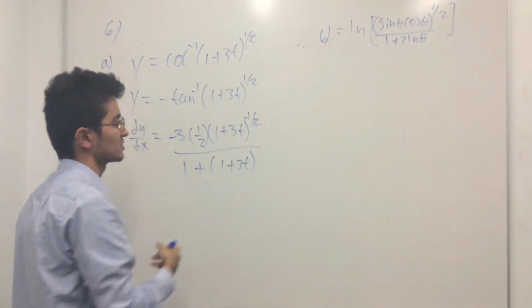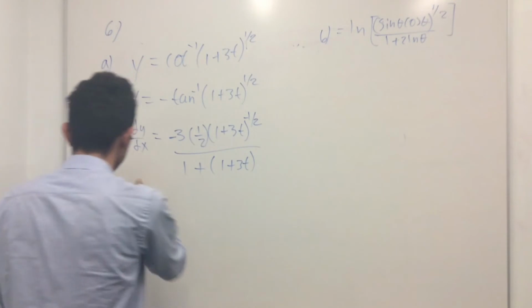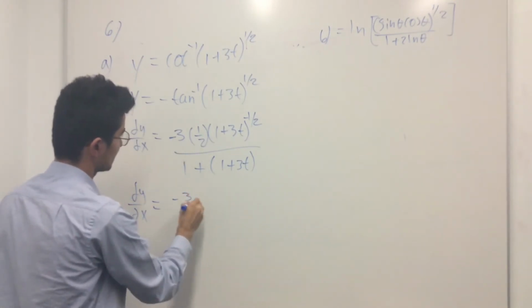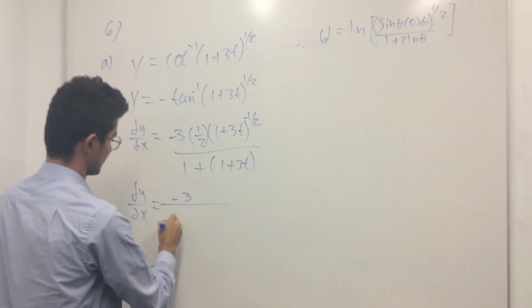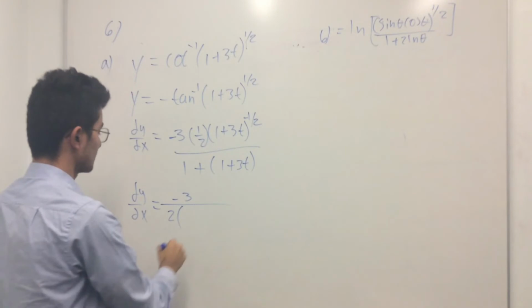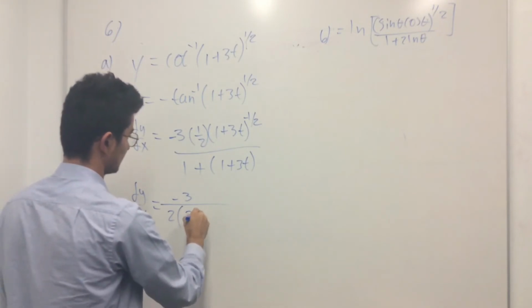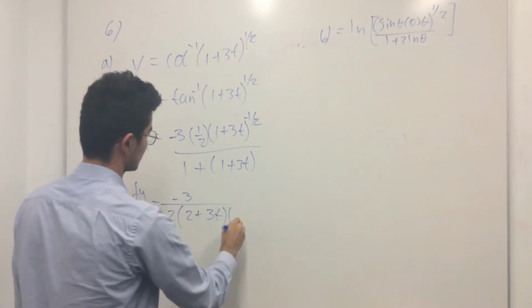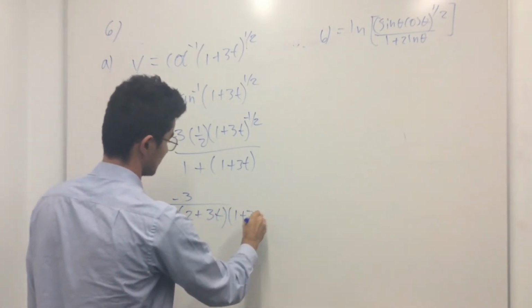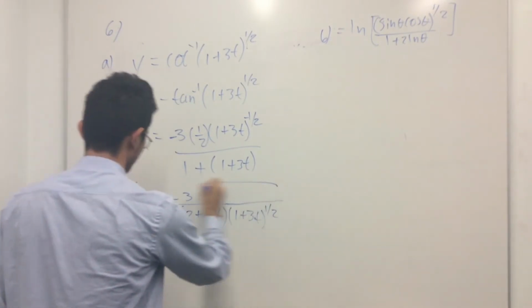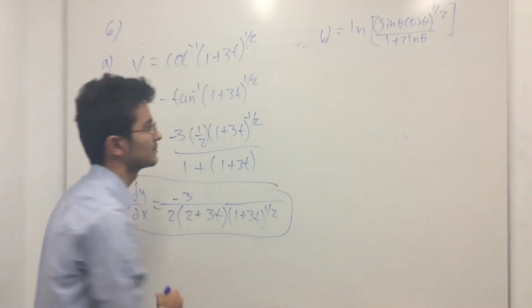And 1/2 squared is just 1, so what we're going to have is dy over dx is equal to negative 3, all of that divided by 2 times, what's 1 plus 1, that's 2, so that's 2 plus 3t multiplied by 1 plus 3t to the power 1/2. So that should be the derivative in its simplest form.